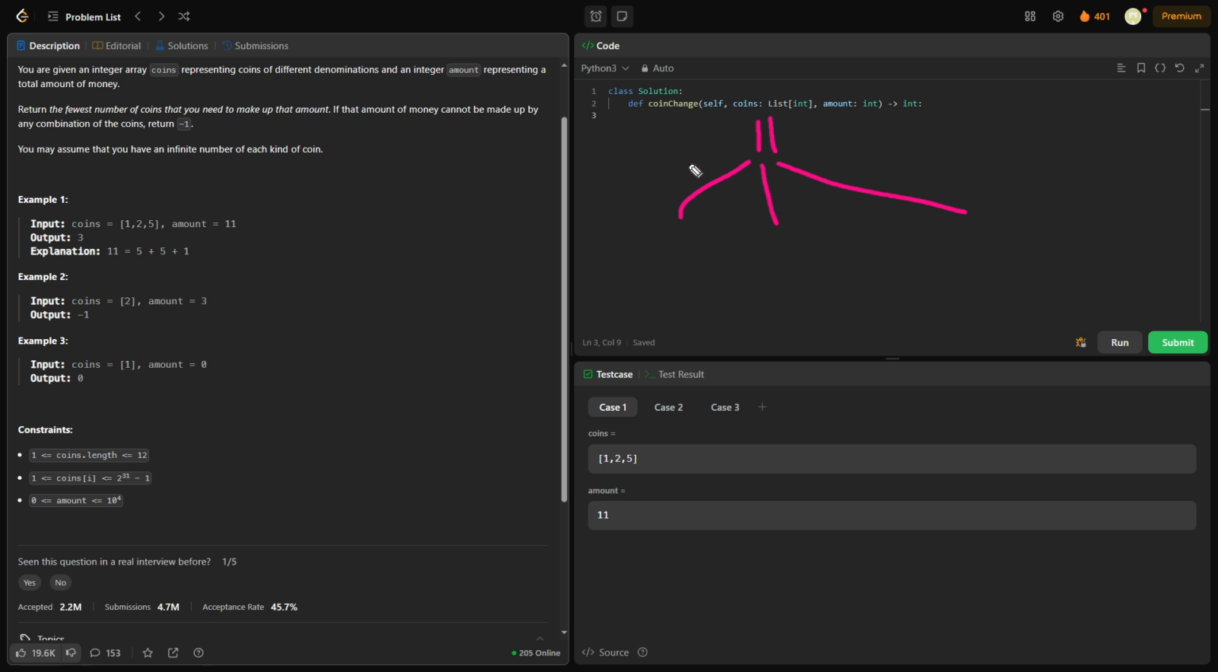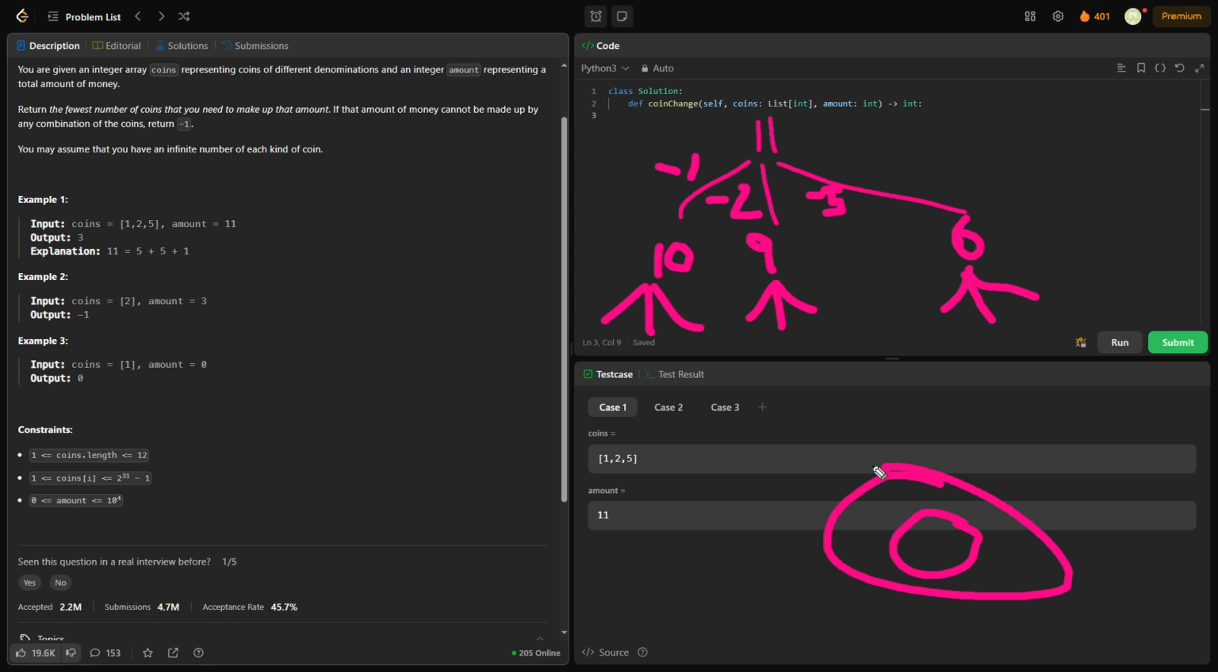So you can imagine that if we have a decision tree like this, right? We have 11, which is our amount, for example, and we're using different combinations of coins to find out if we can make up this amount. 11 minus 1 gives us 10, 11 minus 2 gives us 9, 11 minus 5 gives us 6, and we basically keep breaking our decision tree down. And at some point, we're going to reach maybe a place where we have a 0. That means that is a valid path for the combination of coins, and this could exist in multiple different places.